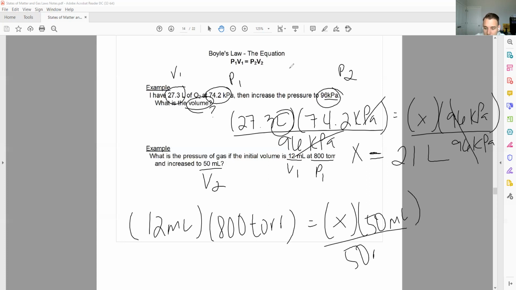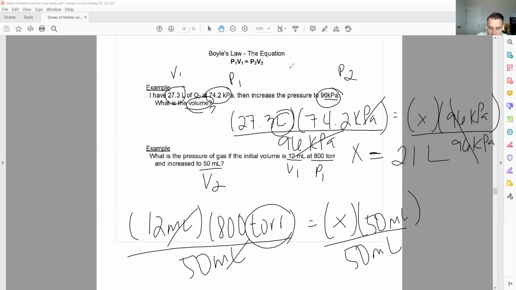Divide both sides by 50 milliliters. Milliliters cancel, you're left with the unit of torr. Now, my sig figs are going to be 1 because 800 only has 1, and my answer is going to be 200 torr. Keeping those sig figs with me.